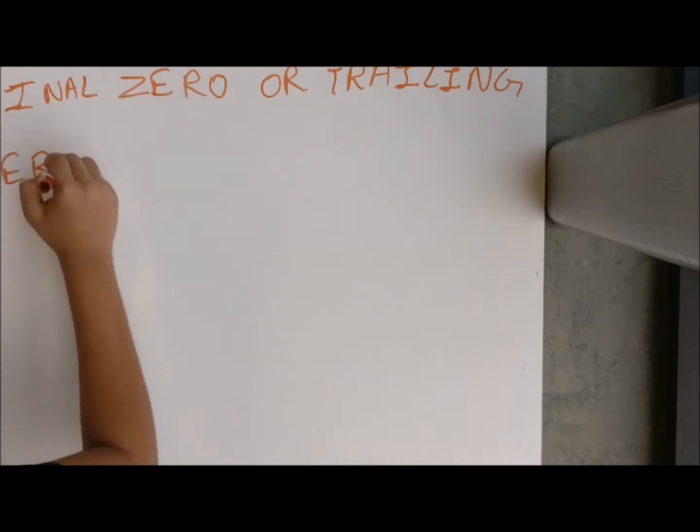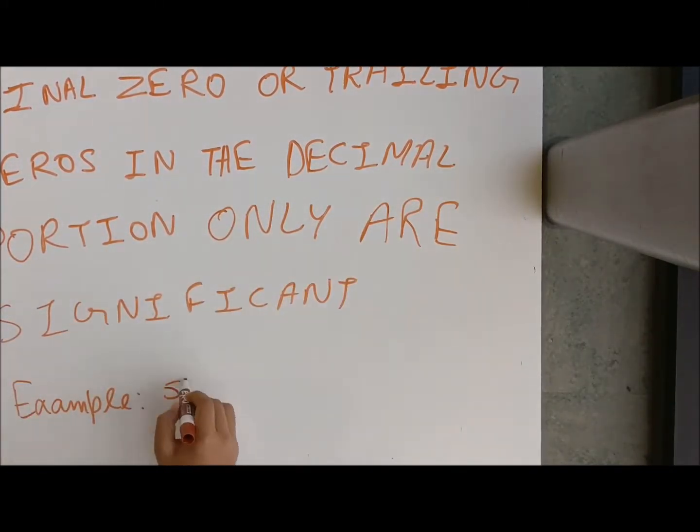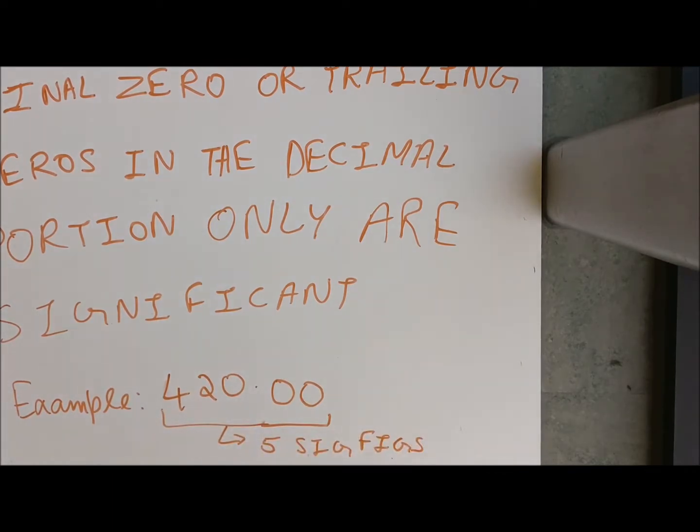Anyway, moving on to the fourth significant figure rule. The fourth rule is that the final 0 or trailing zeros in the decimal portion only are significant. I went over this rule briefly in the previous rule.